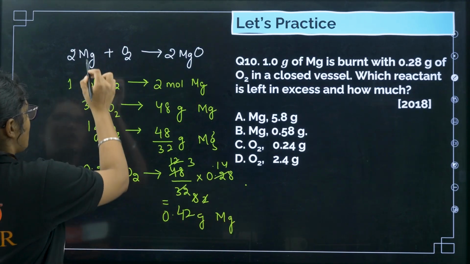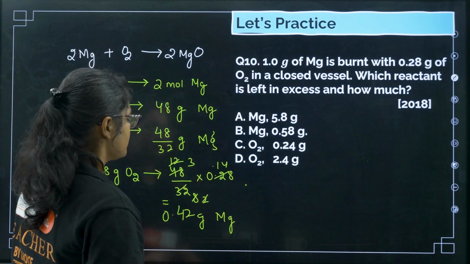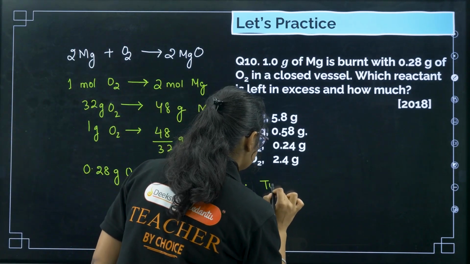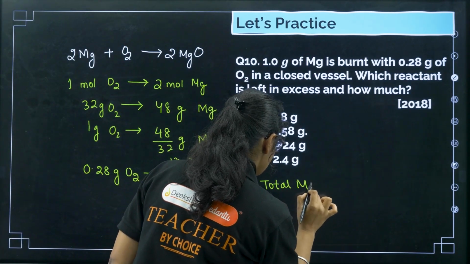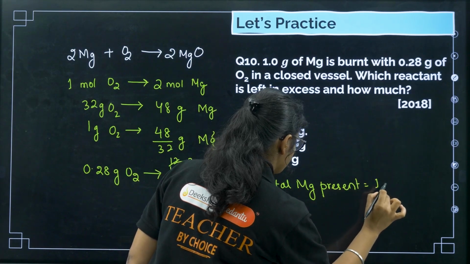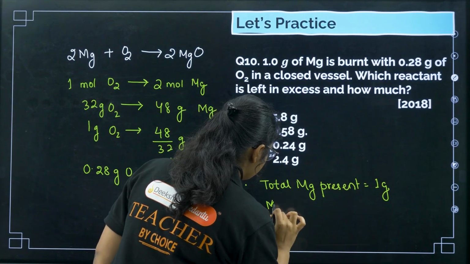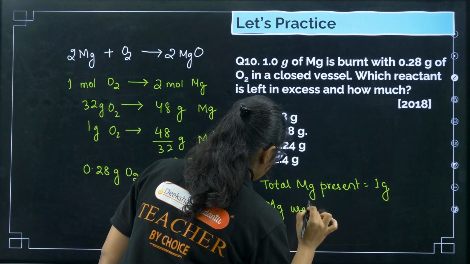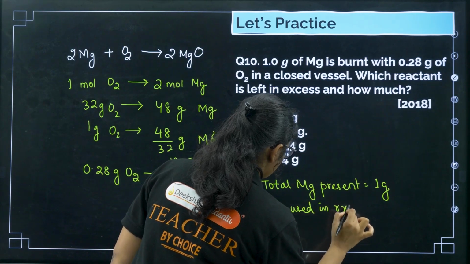But in the question, how much gram of magnesium is given to you? So the total magnesium present is how much? 1 gram. Now magnesium used in the reaction is how much?